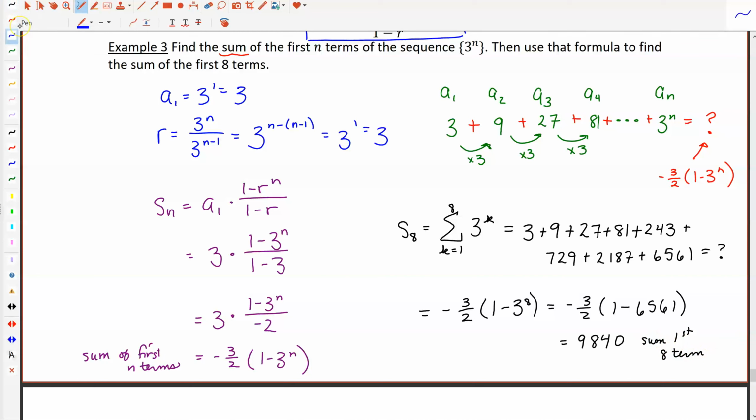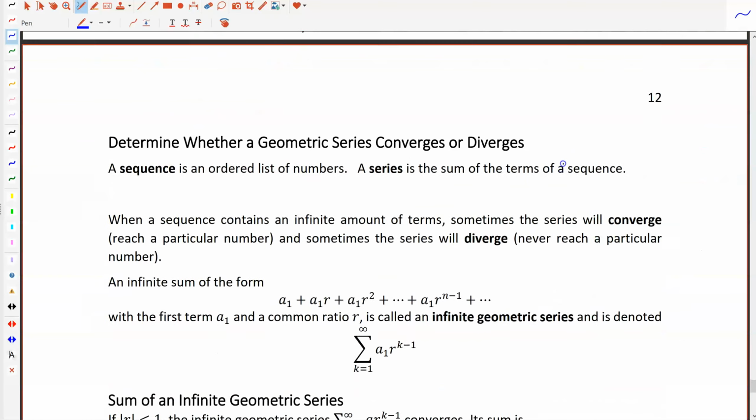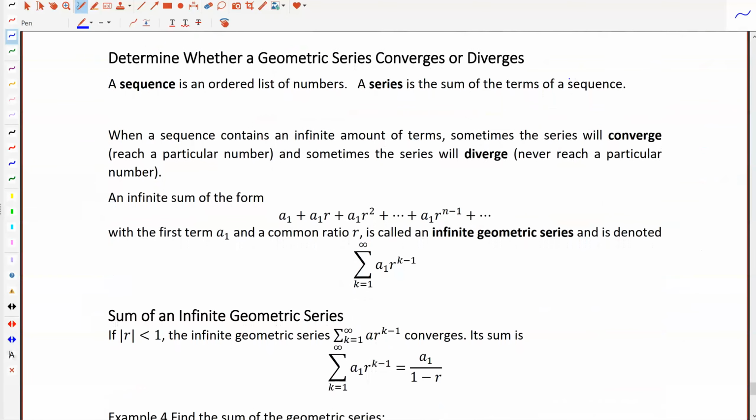So this was an example of summing a geometric sequence that was finite, which means it ends at a particular point. In this particular example, I ended after going through 8 terms. We can actually find the sum if the sequence goes on forever. So if your sequence contains an infinite amount of terms, which means that it'll just keep on going, sometimes that series, remember that the series is the sum of your sequence, sometimes that series is said to converge, which means it's going to reach a particular number, and sometimes the series will diverge, which means it's just never going to reach a particular number.